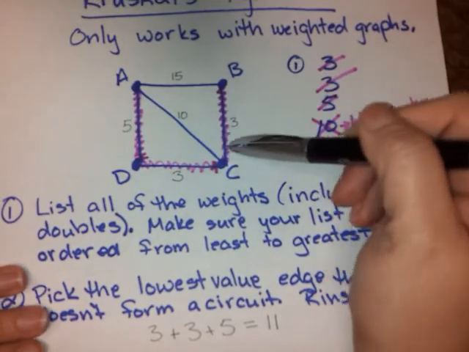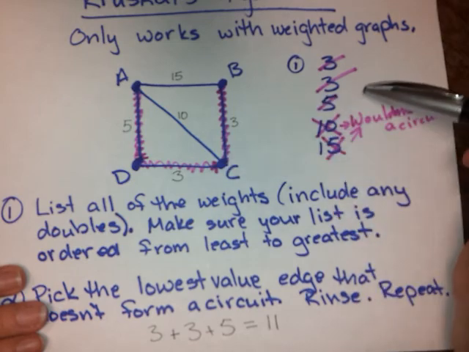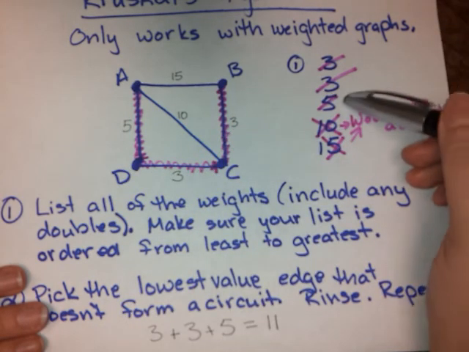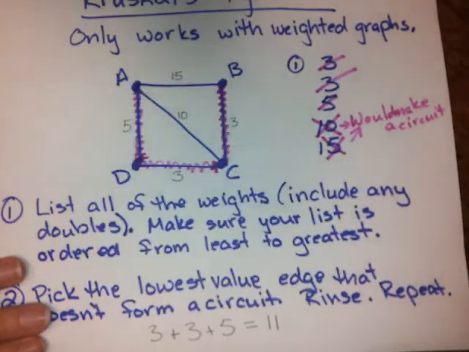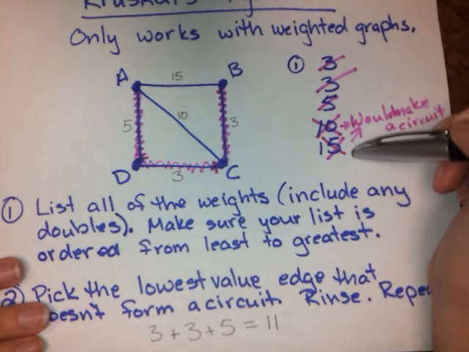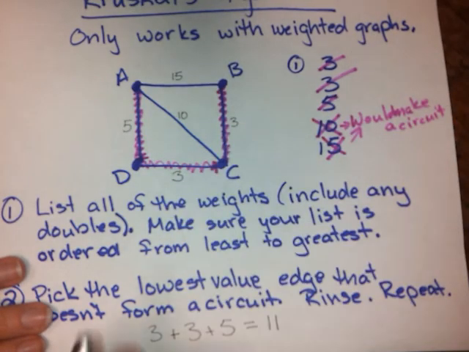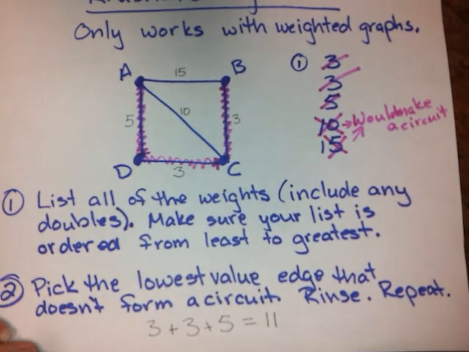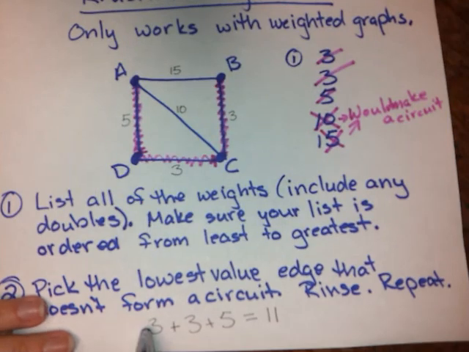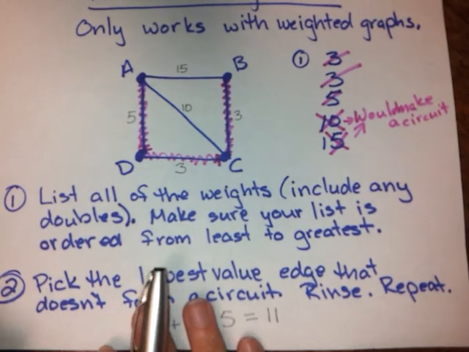So we start at the top of our list. If it doesn't form a circuit, it's part of your spanning tree. Go to the next lowest. If it doesn't form a circuit, it's part of your spanning tree. Go to the next lowest. If it doesn't form a circuit, it's part of your spanning tree. Go through the entire list, and when you're done using edges that don't form circuits, you're going to end up with the lowest weight spanning tree. And so that is trees, spanning trees, and Kruskal's algorithm.